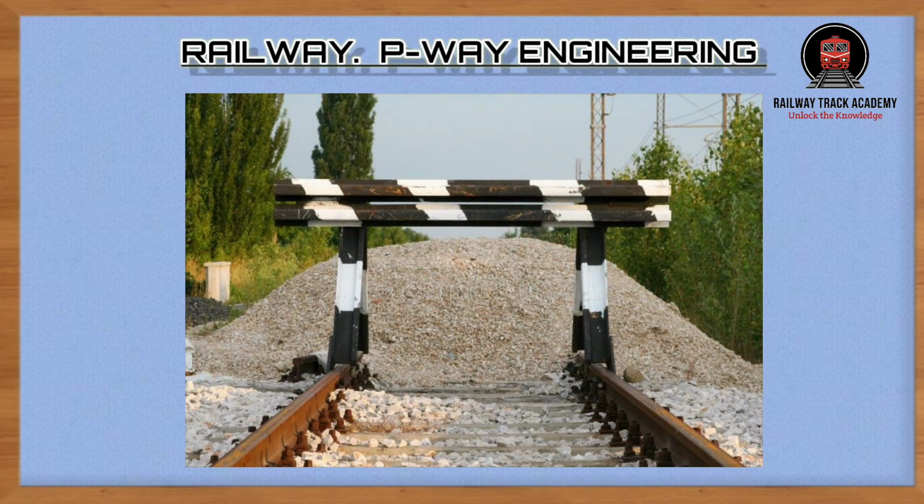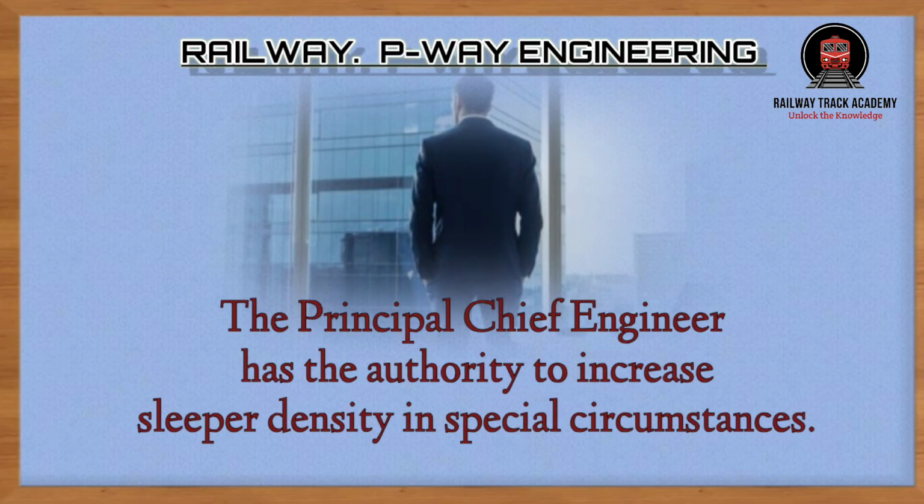Additionally, for safety installations like sand humps or dead ends, the sleeper density is kept at its minimum, which is usually m plus 1. Furthermore, the principal chief engineer has the authority to increase sleeper density under special circumstances. Higher sleeper density reduces lateral movement and provides better stability. In LWR or CWR tracks, it helps control expansion and contraction, minimizing movement in the breathing length.